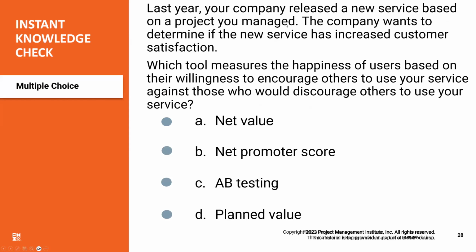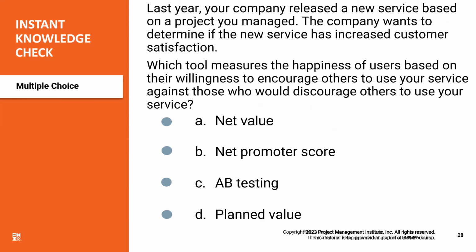B. Last year, your company released a new service based on a project you managed. The company wants to determine if the new service has increased customer satisfaction. Which tool measures the happiness of users based on their willingness to encourage others to use your service against those who would discourage others from using your service? This I did not teach, but this is a very common terminology which you should know. Net promoter score. Exactly. B. So net promoter score is exactly what the definition is saying.